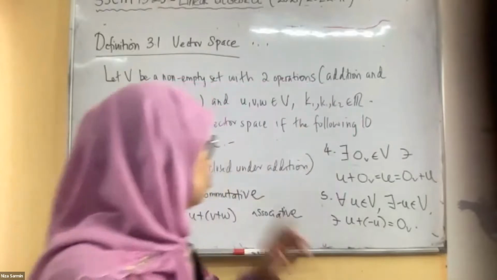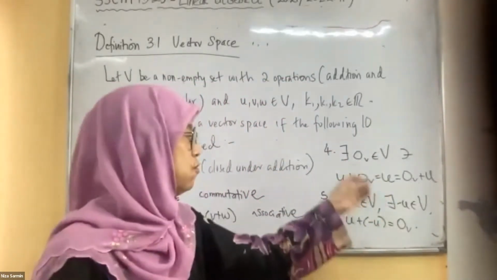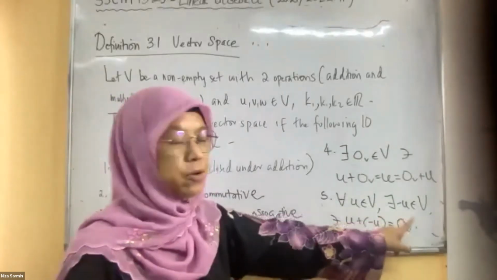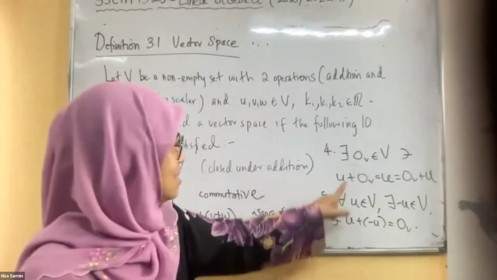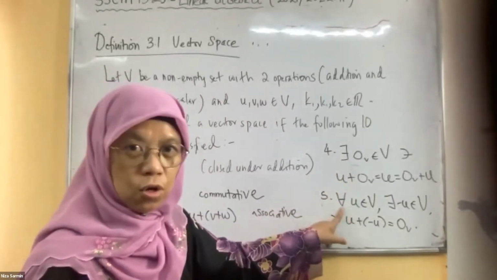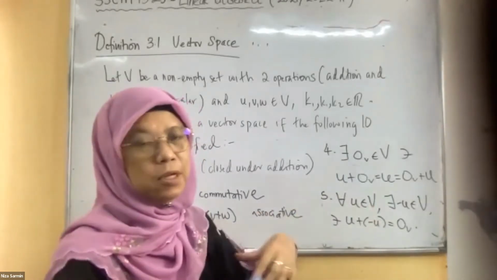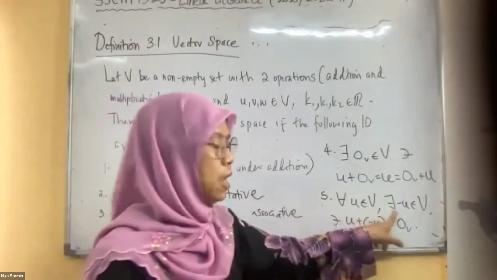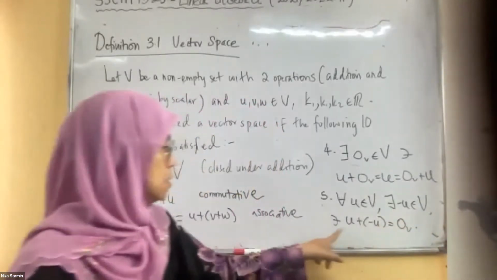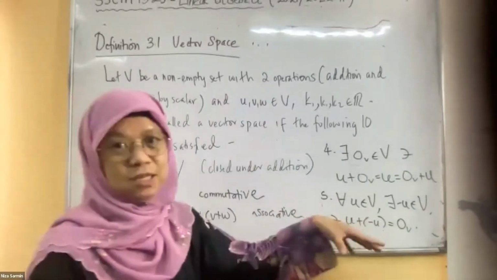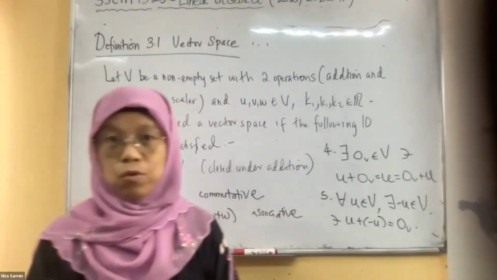Okay. You have to get the 0 vector first before you find the negative vector. Let me repeat. For all u in V, for any element in this V, there exists what we call the negative u in V, such that u plus its negative equals the 0 vector that we found in number 4.